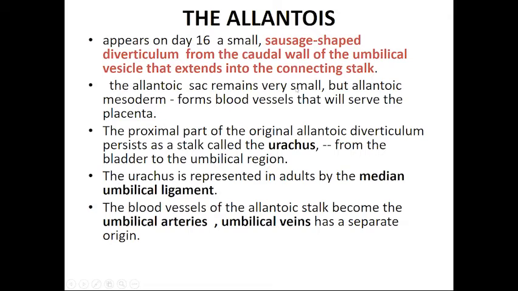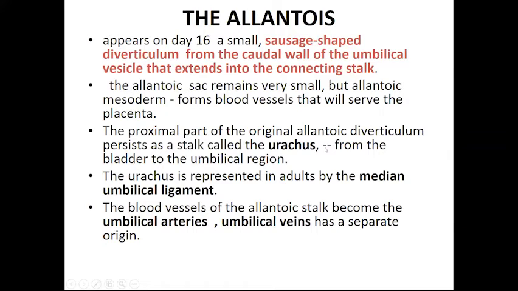The allantoic stalk remains very small, but the allantoic mesoderm forms blood vessels that will serve the placenta. The original part of the allantoic diverticulum persists as a stalk called the urachus, which develops from the bladder to the umbilical region. This persistent stalk may have a communication, and if it stays patent, this sausage-like structure will have a communication between the bladder and the umbilicus, and through the umbilicus the urine can be poured out. This is the proximal part of the original allantoic diverticulum. It persists as a stalk called the urachus.